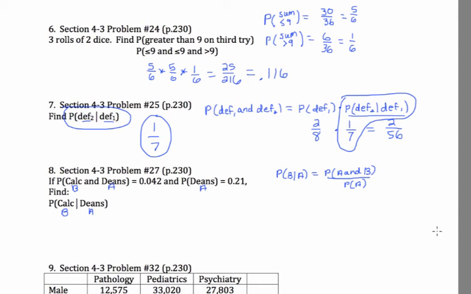When I did this problem, number 8, which is actually problem number 27, I had to use this formula from my formula sheet, which says the probability of B given A is the probability of A and B divided by the probability of A. So the probability of being in calculus and being on the Dean's List we know is 0.042. So A and B is 0.042 divided by the probability of A, the probability of being on the Dean's List, 0.21. And that will be the probability of B given A. That'll be the probability of being in calculus given you're on the Dean's List.